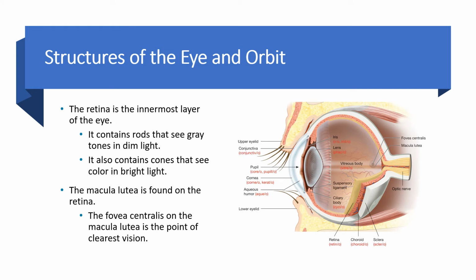The retina is the innermost layer of the eye. It contains rods that see gray tones in dim light, and it also contains cones that see color in bright light. The macula lutea is found on the retina. The fovea centralis on the macula lutea is the point where clearest vision is.